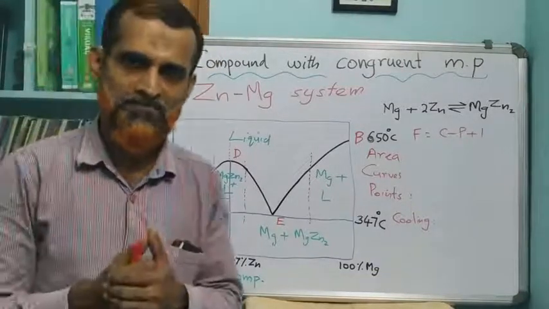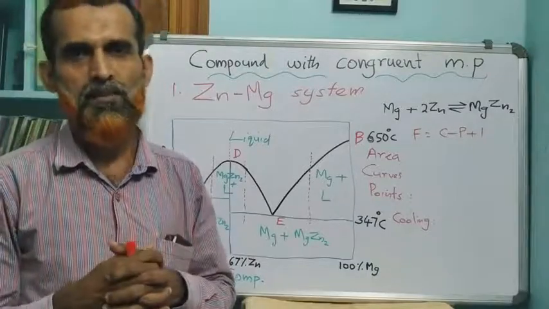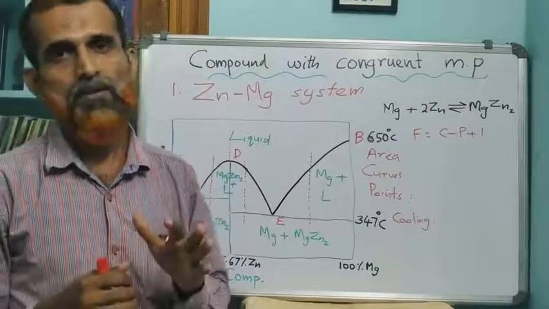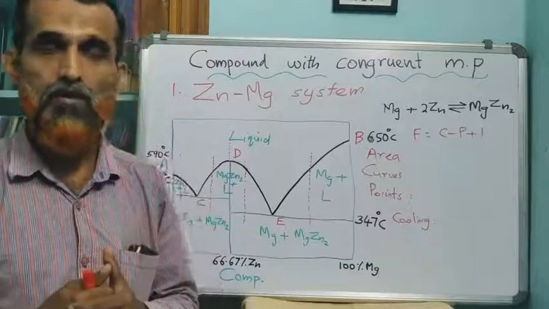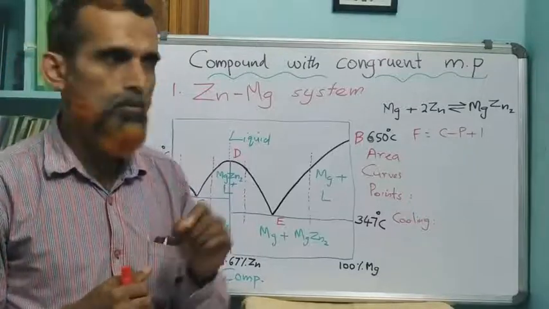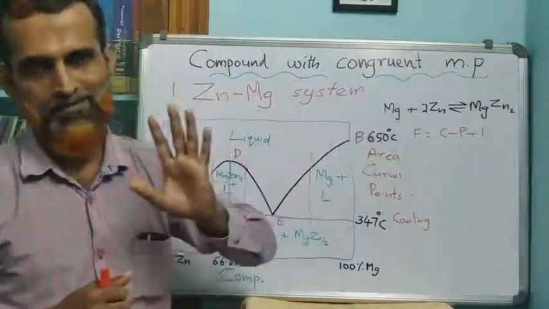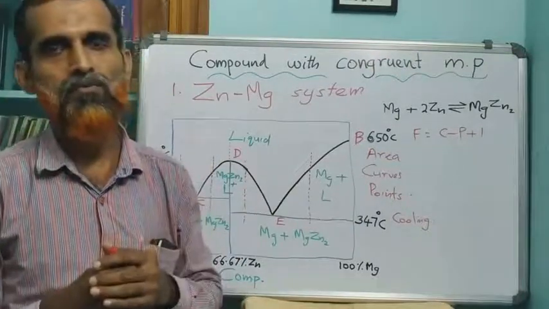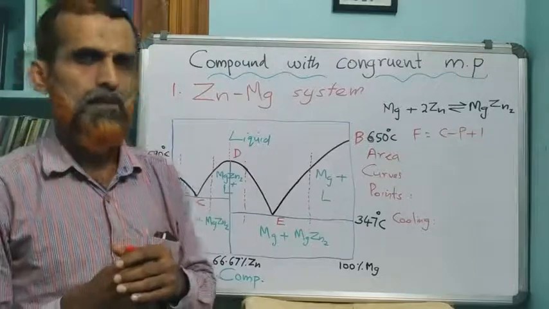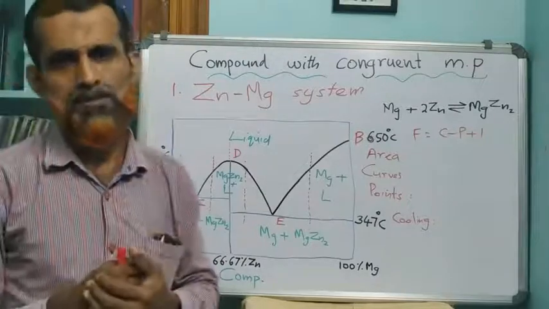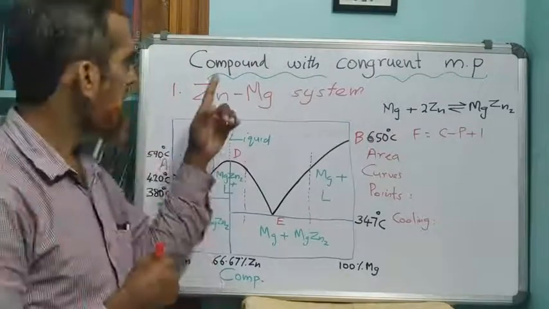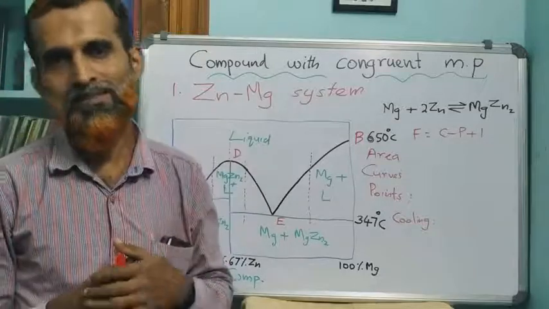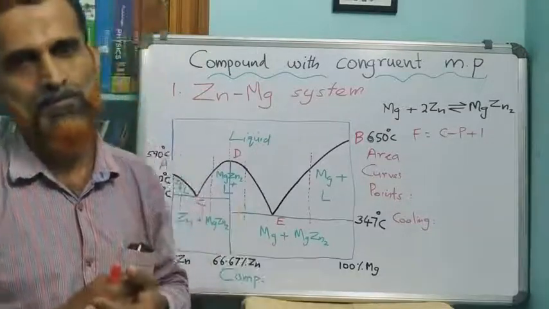Dear students, in today's class, we take the example of a two-component system involving formation of a compound with a congruent melting point. In the previous class, we have seen the general phase diagram of such a system. We have two examples to discuss. The first one is the Zinc-Magnesium system. This is the one which we discuss in today's class.